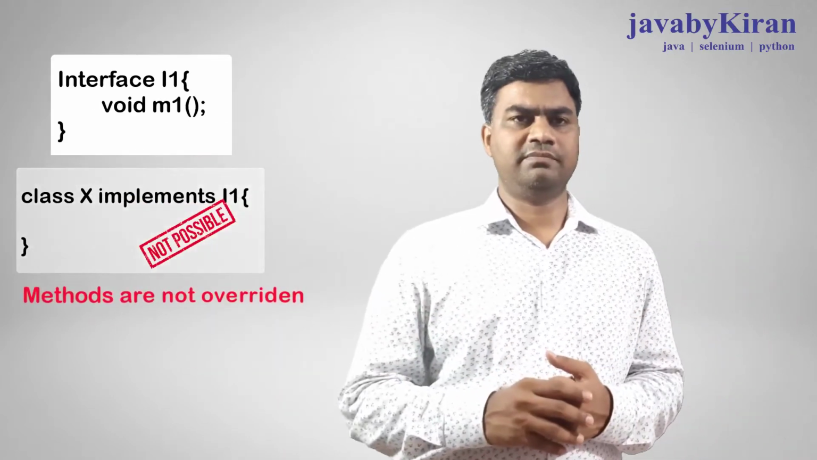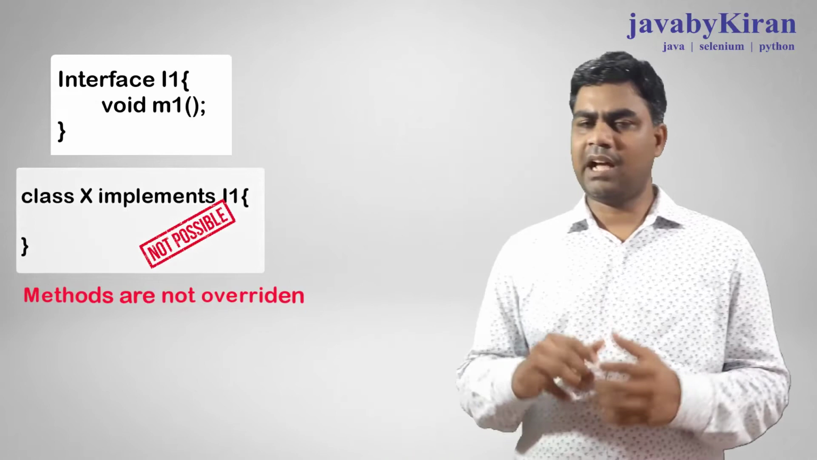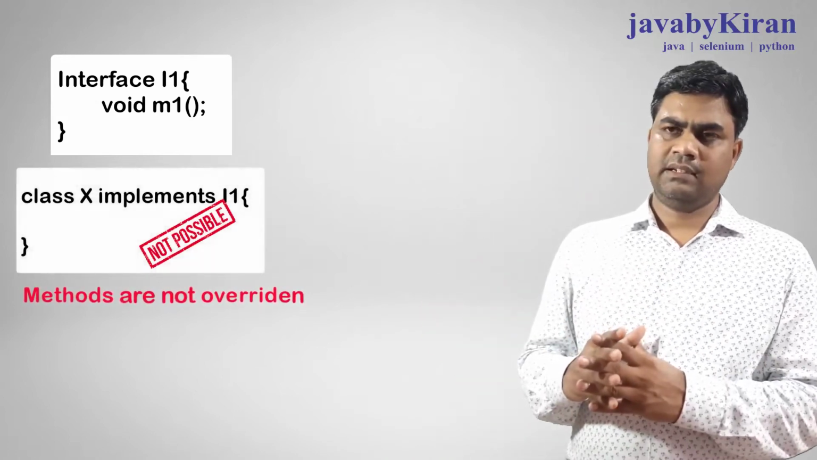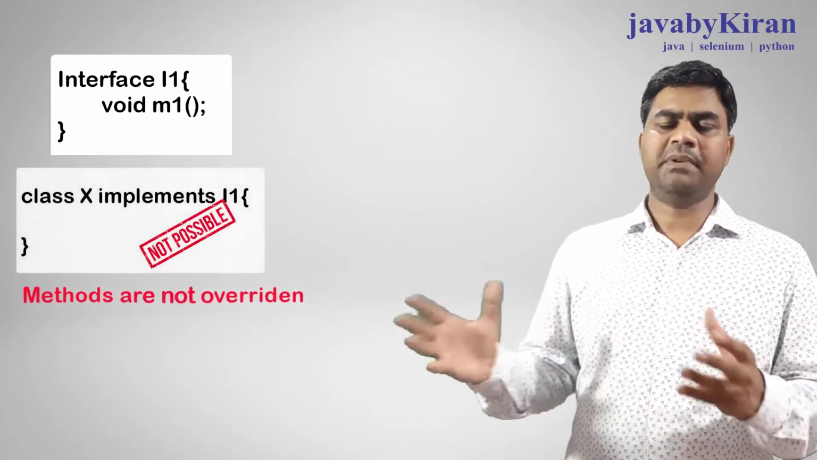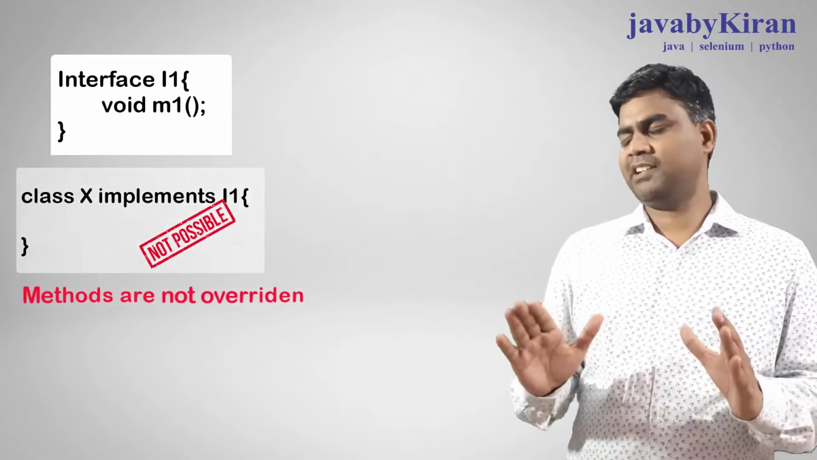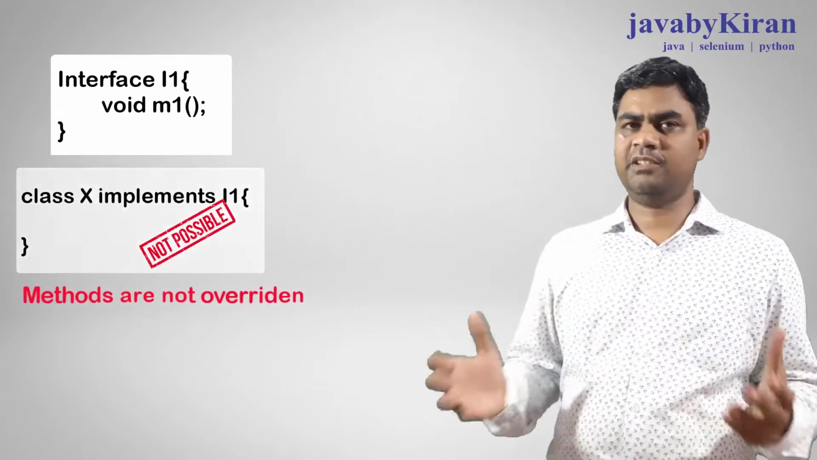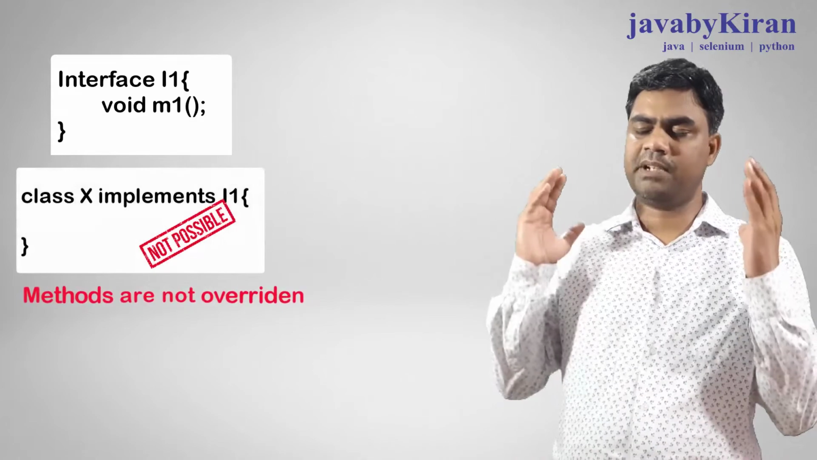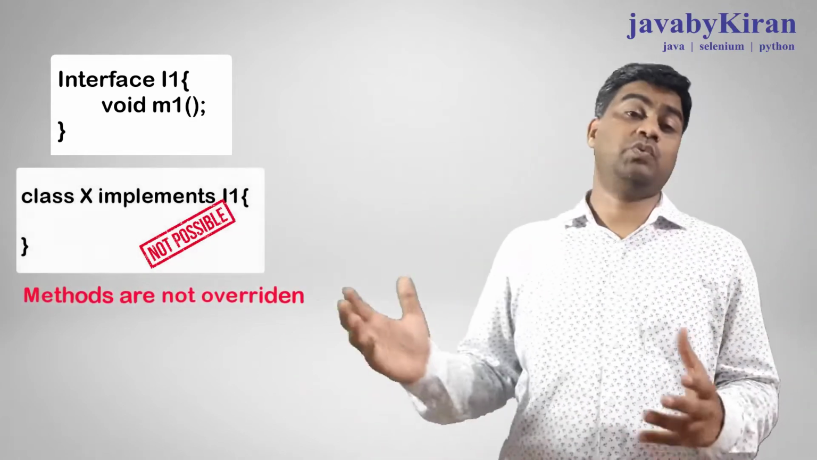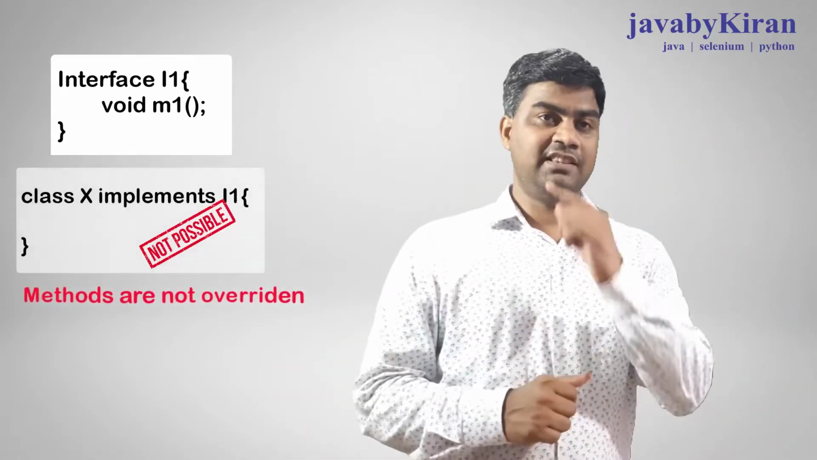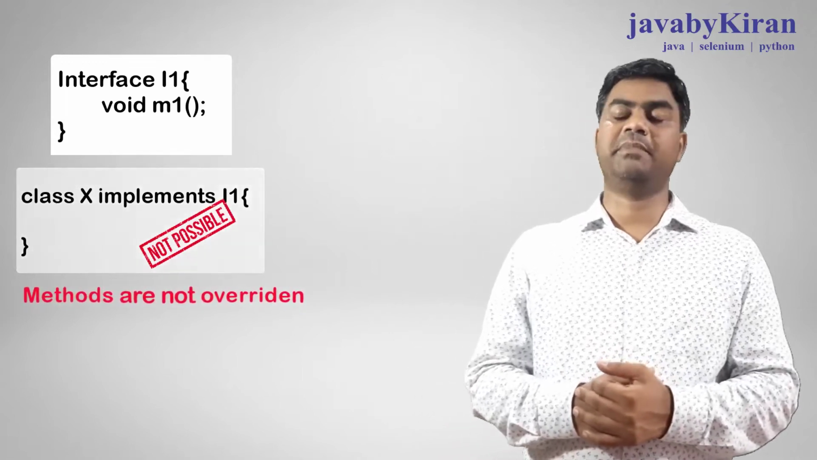Next scenario: interface I1 with method void M1. What I did here, I wrote a class and I'm implementing that interface. But see here, I didn't write anything inside the class. I should and must implement all methods of the interface in the class. But I didn't do that here. That's why it is giving us a compile time error.